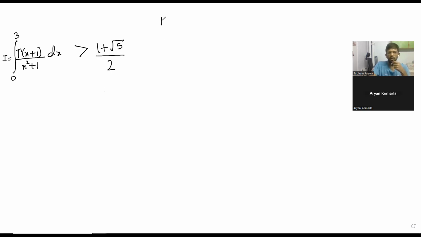Can you remind me of the definition of gamma x? Yes, the integral from 0 to infinity of e to the power minus t, t to the power x minus 1, dt. Correct.